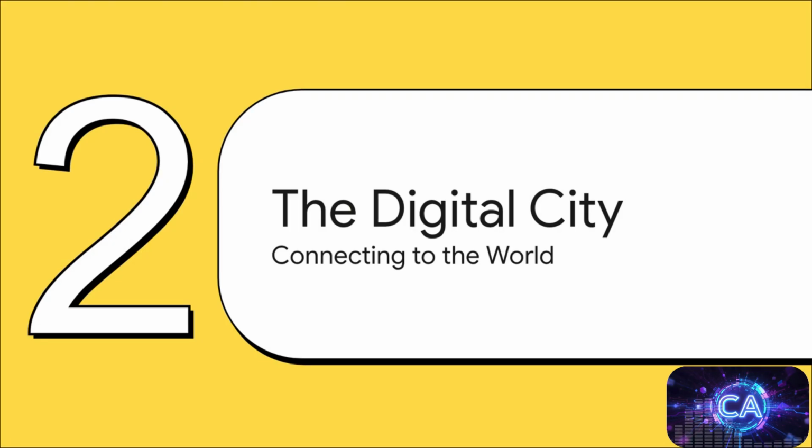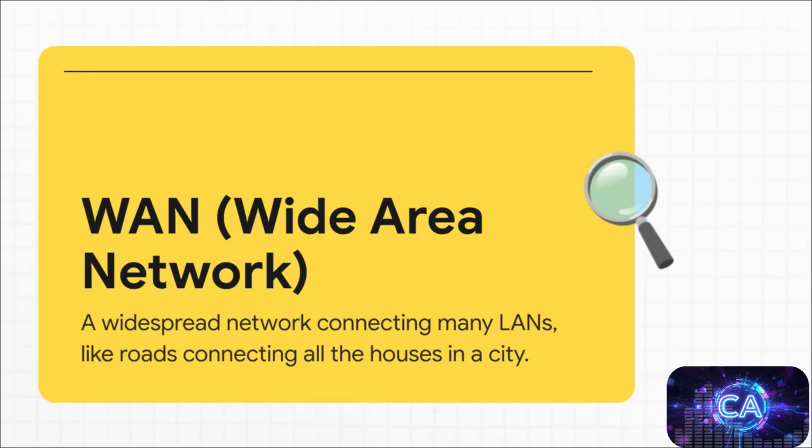All right, we have the inside of our house completely mapped out. So let's open the front door. It's time to step outside and see how our little house connects to the rest of the world. We're about to explore the digital city. And this brings us to the WAN, or Wide Area Network.